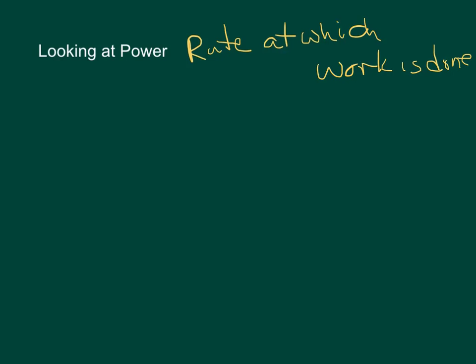So since we're looking at something that's a rate, we know that it's going to probably have something to do with how quickly, or some value over time. And I've already told you that it has to do with work. So the way we can map out our understanding is power is equal to work divided by time.